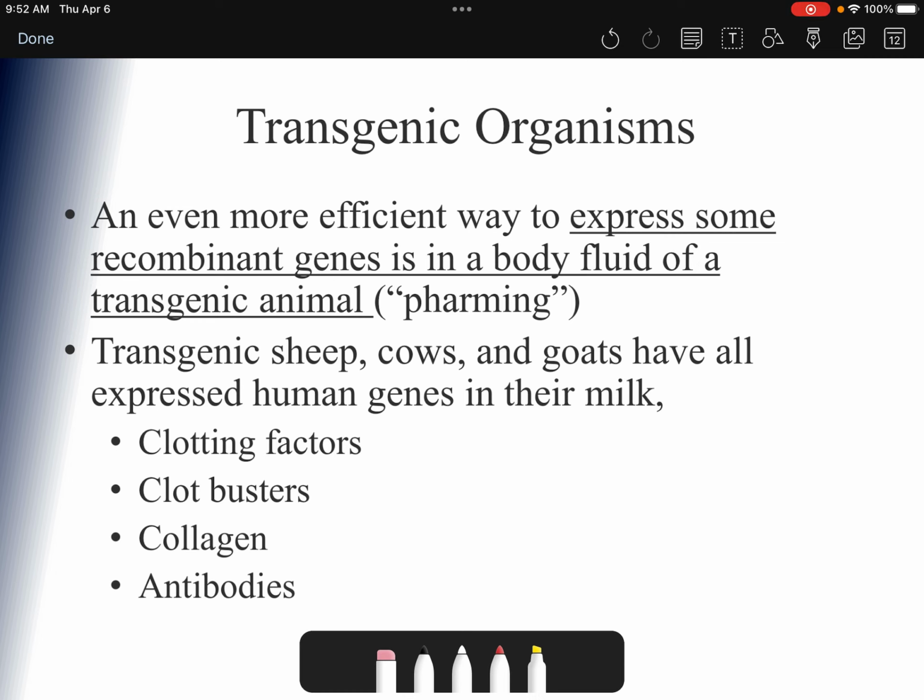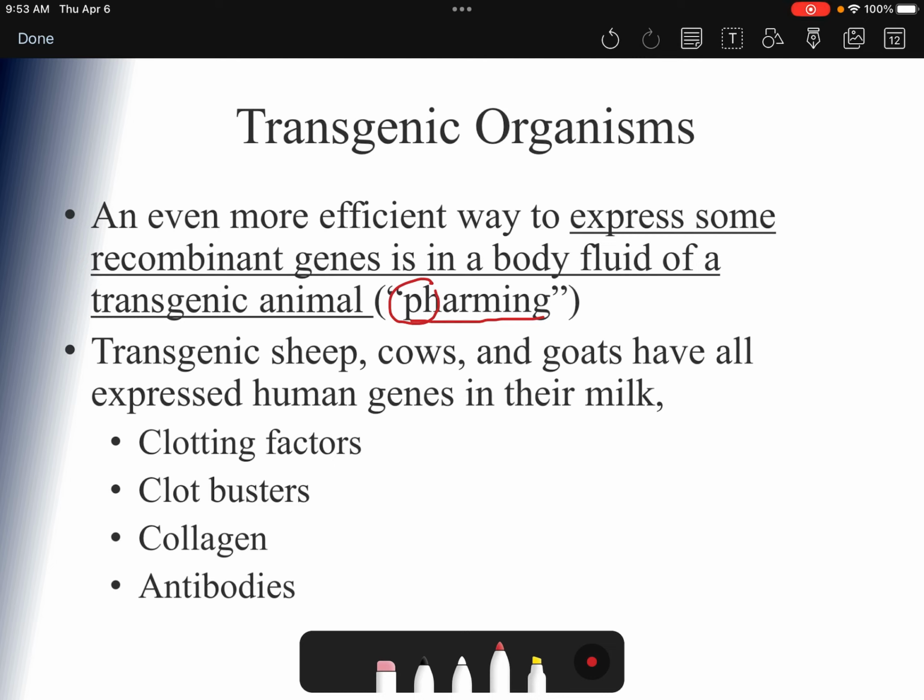So we already talked earlier that a transgenic organism is one that has DNA from another organism inside it. And so we can use transgenic organisms in a number of ways. And one of the ways is what's called farming. And you notice the spelling here with the PH. So that's dealing more with pharmaceuticals.